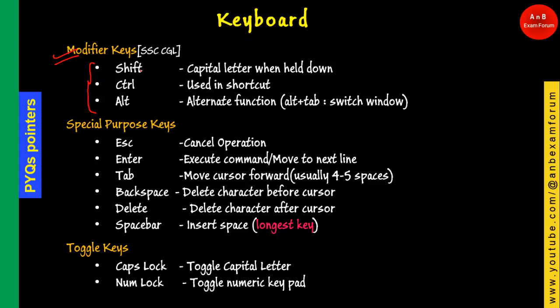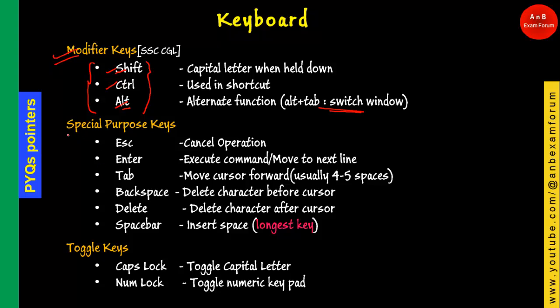For example, in the first point it says that when we use shift along with some letter, it will be a capital letter when it is held down. So it is modifying the operation. The next one is control, which I already told you is used in shortcuts, whereas the alt key is the alternate function, like alt plus tab is used to switch windows. There are many other operations you can do, but these are known as modifier keys. So remember, shift, control, and alt are known as modifier keys.